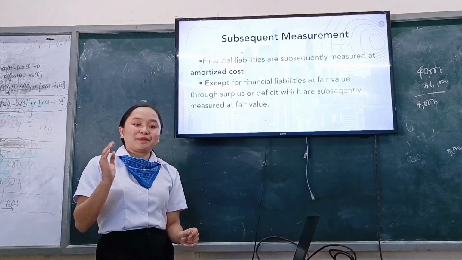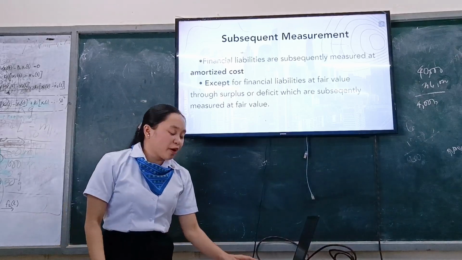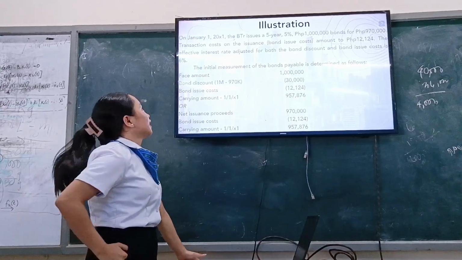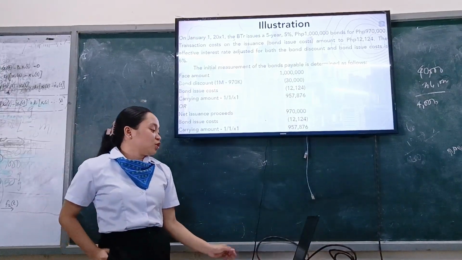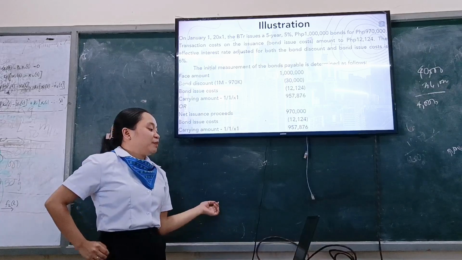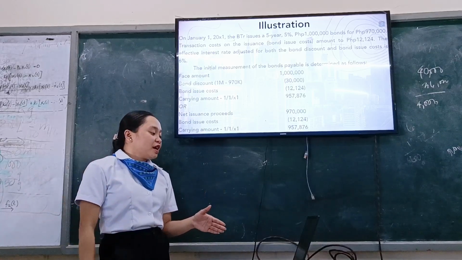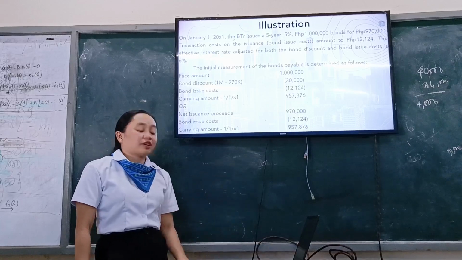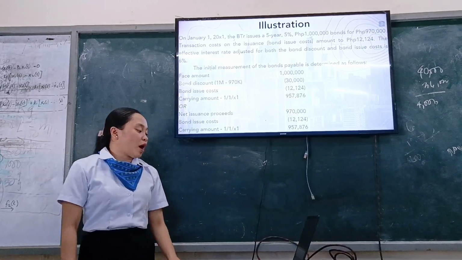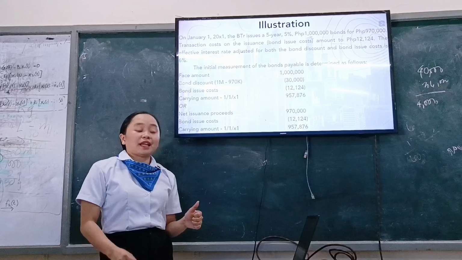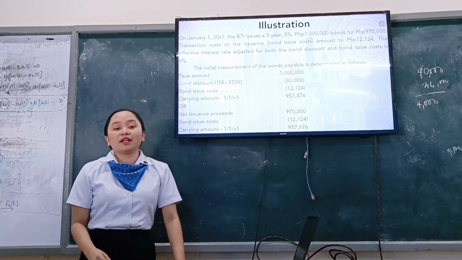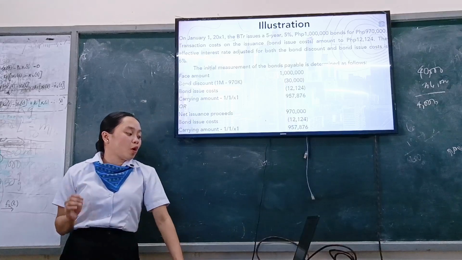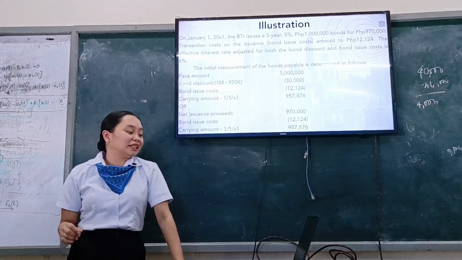So to better understand what amortization is, I will show you an illustration. So we have here the illustration. On January 1, 20X1, BTR issues 5-year, 5%, 1 million bonds for 970,000. The transaction cost on the bond issue amounts to 12,124. The effective interest rate, adjusted for both the bond discount and the bond issue cost, is 6%.